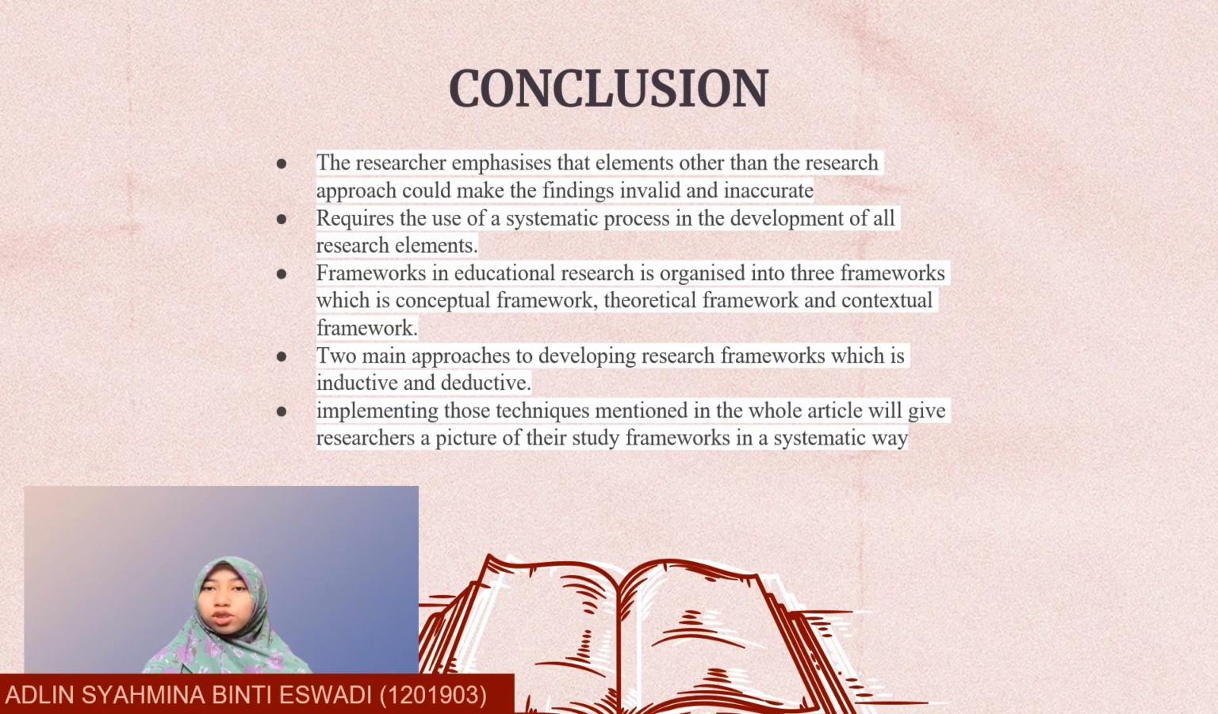After all, we can conclude the importance of the research framework. The researcher emphasizes that elements other than the research approach could make the findings invalid and inaccurate. Hence, it requires the use of a systematic process in the development of all research elements. It was also stated that the steps taken during the research will be practiced using the research framework. Commonly, researchers use it as a guide to help them narrow the scope of their research. It is because, from the beginning, we can see how frameworks in educational research are organized into three frameworks: first, conceptual framework; second, theoretical framework; third, contextual framework.